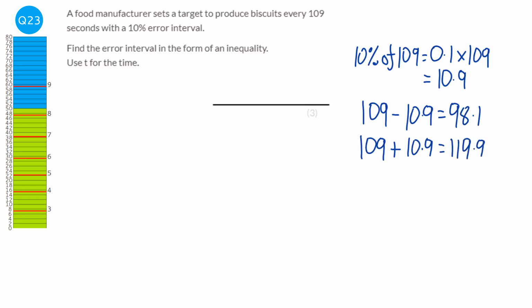So our error interval is between 98.1, and it says to use t, and 119.9.